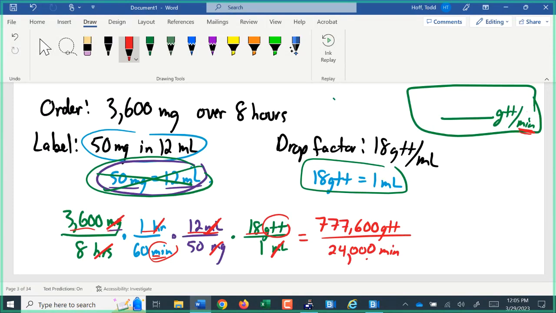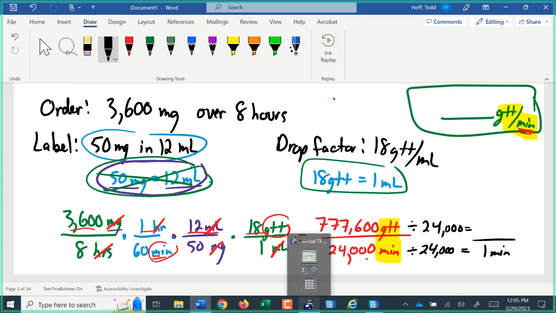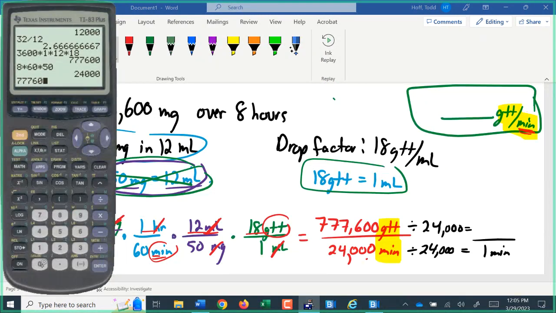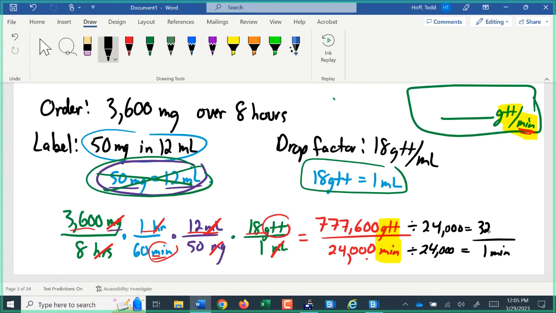So we have everything. We have this in the correct units. Like I said, drops per minute, drops per minute. All we have to do is convert it down to a unit rate. So I have to divide by the 24,000 in that second number. So 24,000 minutes divided by 24,000 is 1 minute. And 777,600 drops divided by 24,000 gives us 32.4 drops. So that is 32.4 drops per minute is that flow rate.